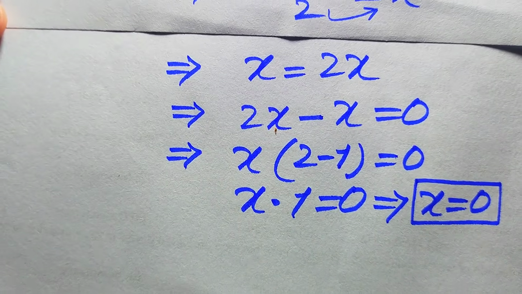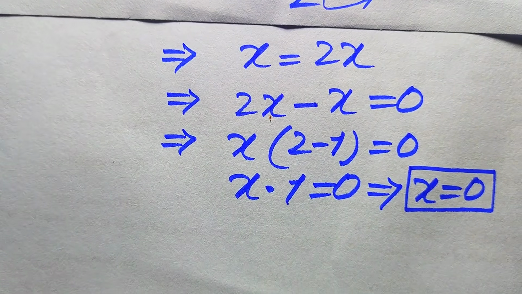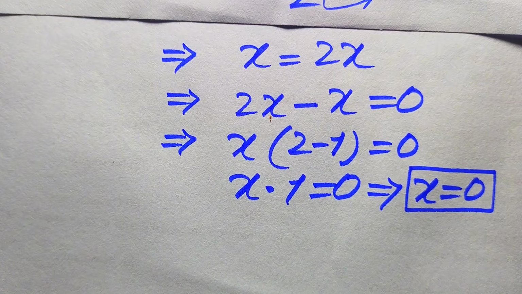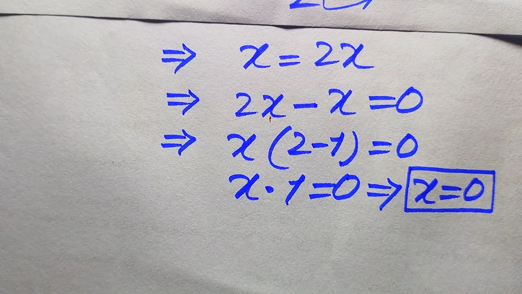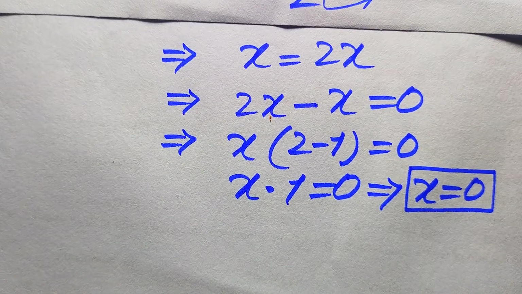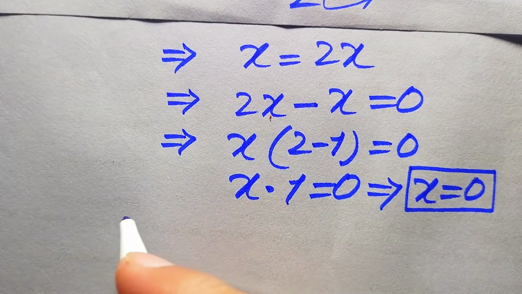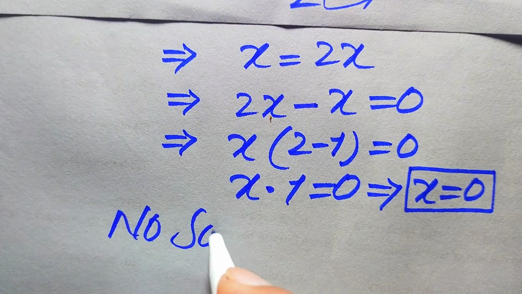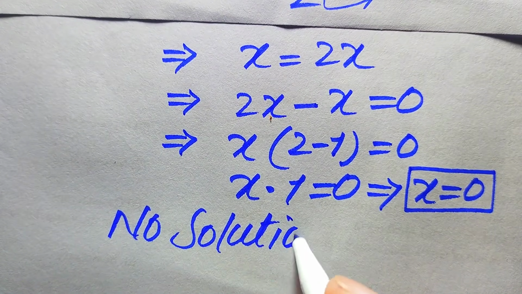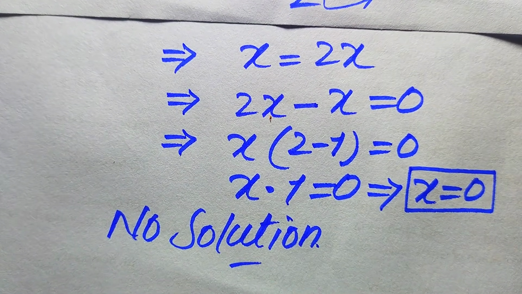and this implies that x is equal to 0. This is the only value of x which we get in the second method, and it is the same value of x which we got from the first method. Also, in the first method we already verified that the value x is equal to 0 does not satisfy our given question statement. So we finally conclude that this question has no solution in general.